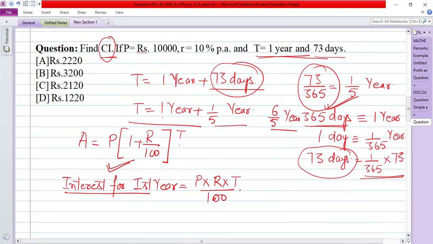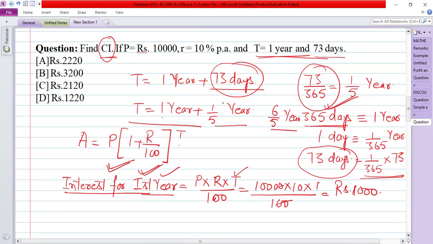Okay. So now what was the P amount? It is 10,000. And what is the rate of interest? It is R. And what is T? T is obviously 1. So divide by 100. So this will cancel out. So here we will have rupees 1000. So rupees 1000 is the interest for the first year. Okay. So for the first year, compound interest and simple interest are the same.